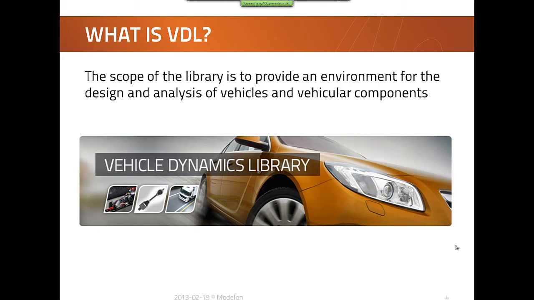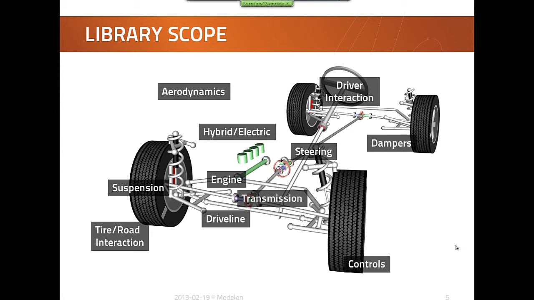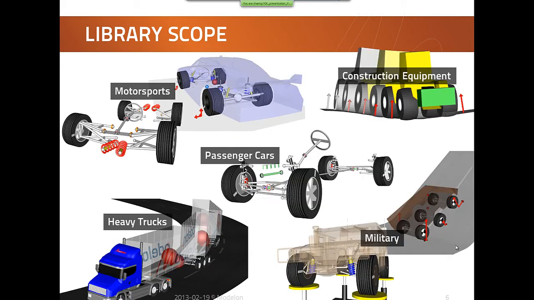So what is the VDL? Well, the scope of the VDL is to provide an environment for design and analysis of vehicles and vehicular components. In order to do that, the library contains all the components necessary to model a vehicle. So you've got suspensions, driveline components, engines, transmissions, and capability of modeling hybrid electric powertrains. You can model aerodynamics, and driver interaction with the vehicle. Model ride elements such as springs and dampers, and of course tire-ground interaction, and also hook up the vehicle to typical automotive ECUs through controls.